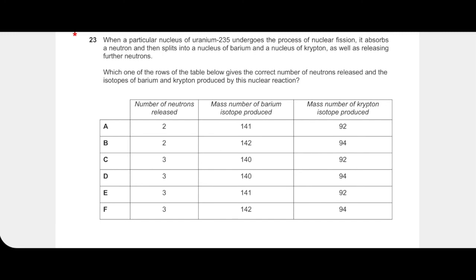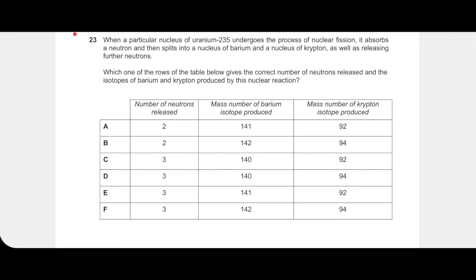When a particular nucleus of uranium-235 undergoes a process of nuclear fission, it absorbs a neutron and then splits into a nucleus of barium and a nucleus of krypton, as well as releasing further neutrons. Which one of the rows in the table gives the correct number of neutrons released and the isotopes of barium and krypton produced by this nuclear reaction? So, this question is actually more of a maths question than a physics question, because all you need to do is add up all the rows and see whether that adds up to 236, not 235, because the uranium atom nucleus absorbs a neutron and then the splitting occurs.